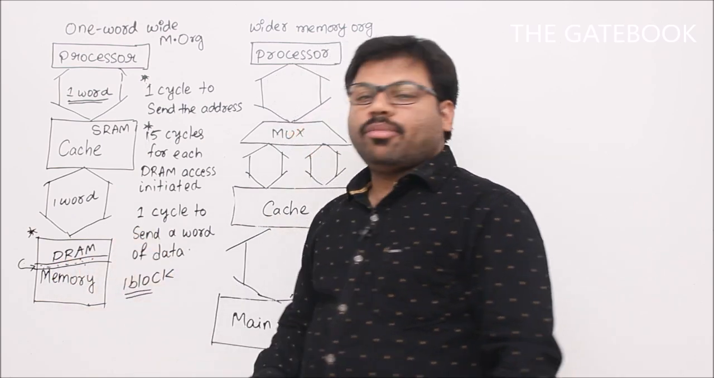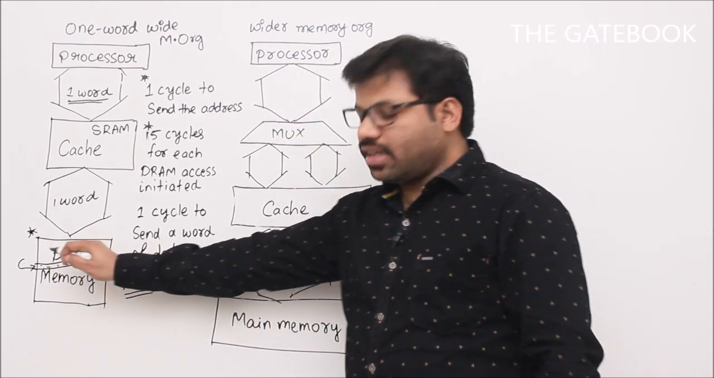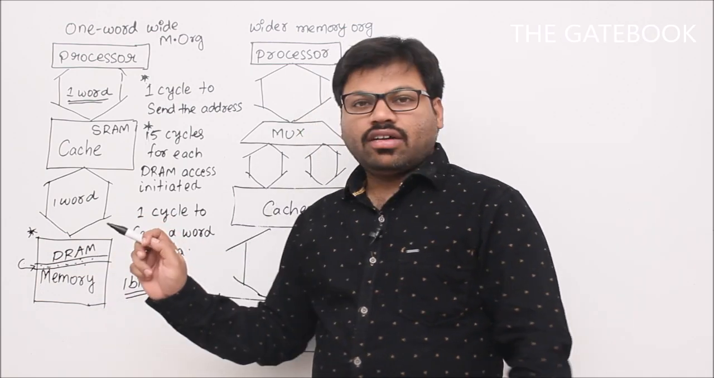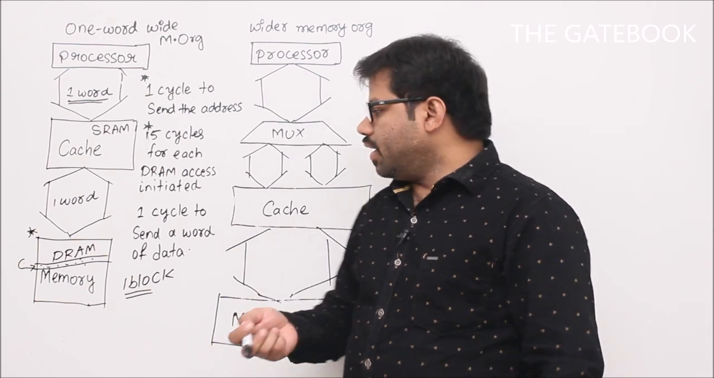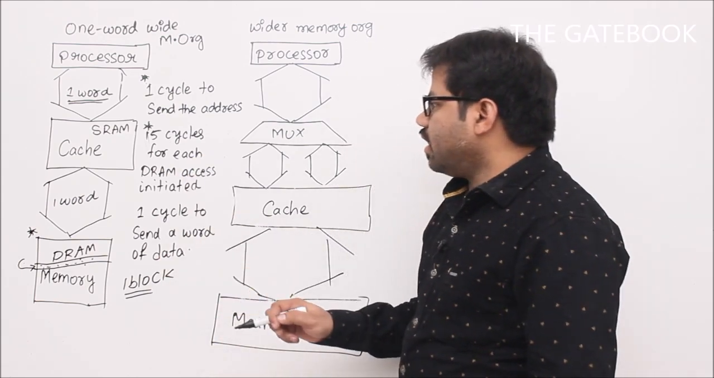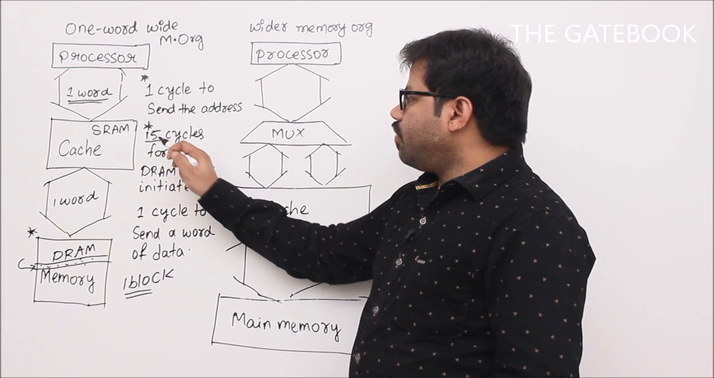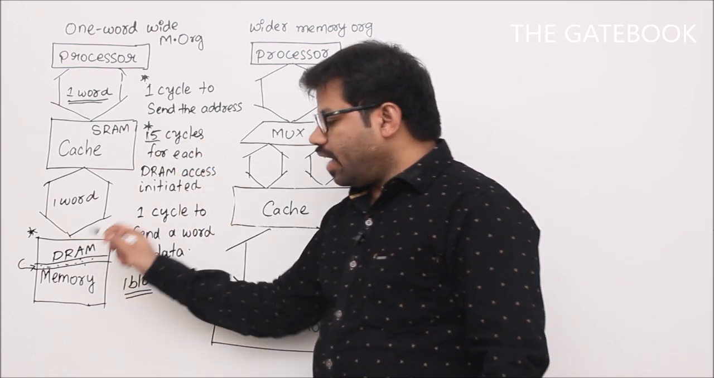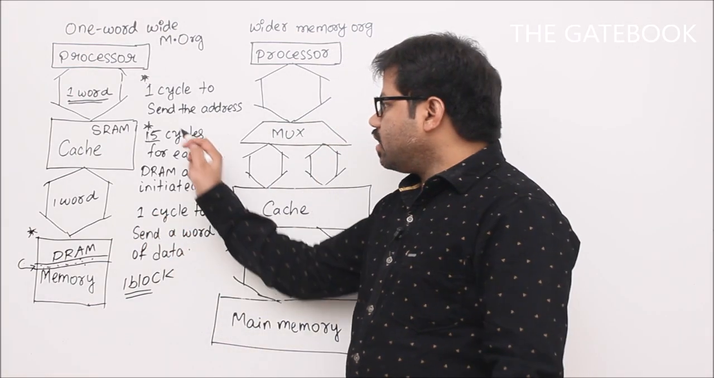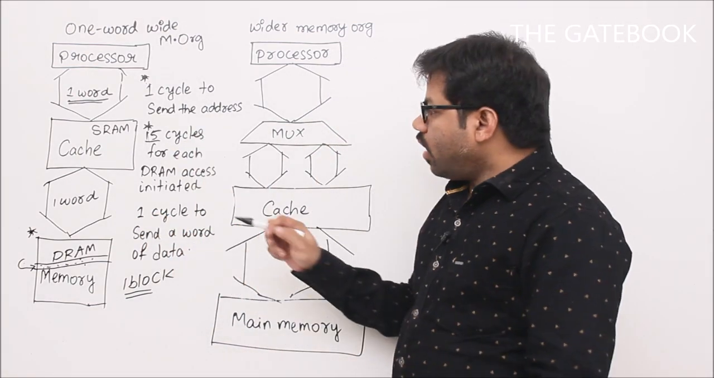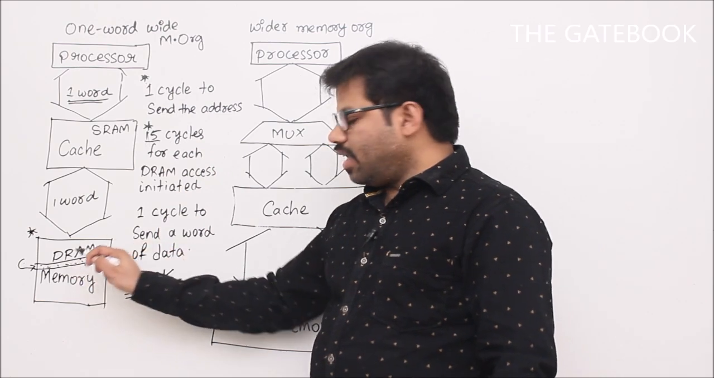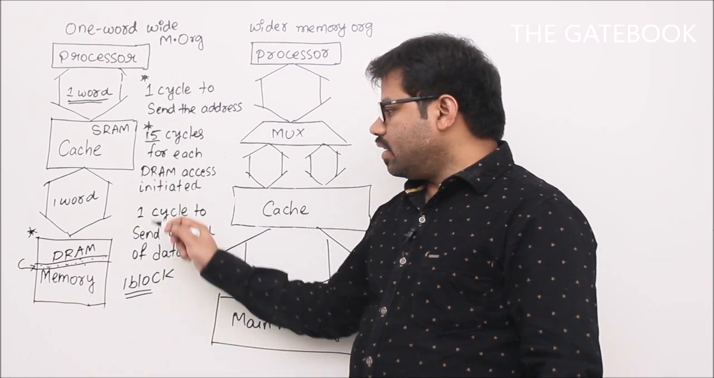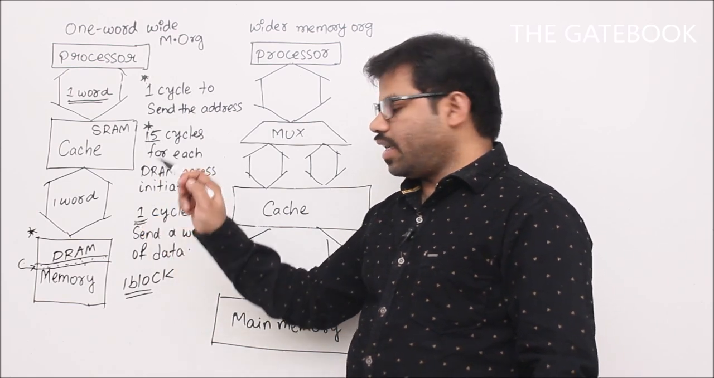That time is called memory latency. Once you specify the address, the DRAM will find the data. For that it takes some time, let's say the memory latency. Assume that it takes 15 cycles for each DRAM access initiated. Whenever you initiate one DRAM access, it takes 15 cycles. Once the DRAM access is initiated and the DRAM is ready to give the data, it will give the data and we have to take it. That is a trivial thing, it takes only one cycle.